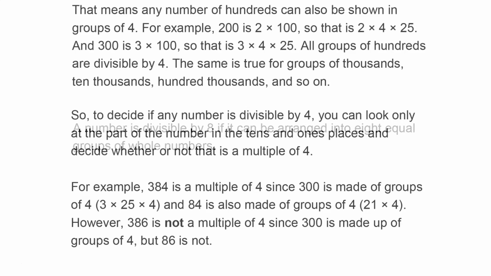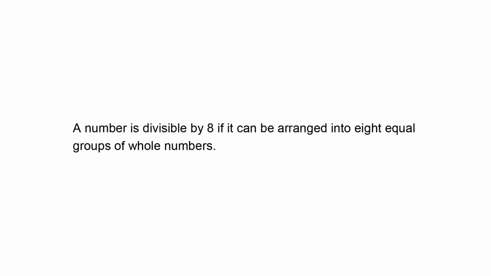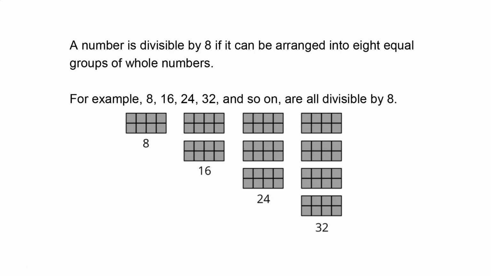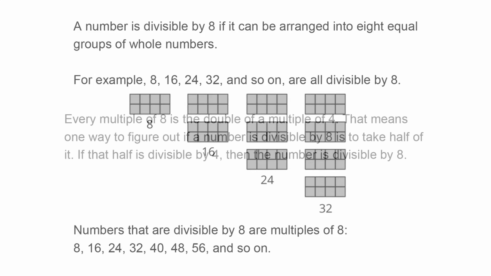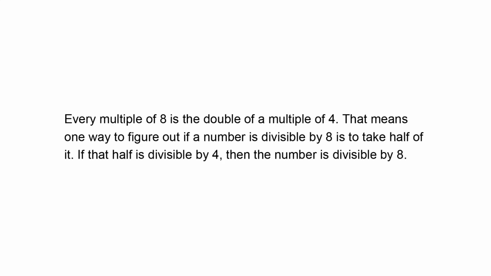A number is divisible by 8 if it can be arranged into 8 equal groups of whole numbers. For example, 8, 16, 24, 32, and so on are all divisible by 8. Numbers that are divisible by 8 are multiples of 8: 8, 16, 24, 32, 40, 48, 56, and so on. Every multiple of 8 is the double of a multiple of 4. That means one way to figure out if a number is divisible by 8 is to take half of it. If that half is divisible by 4, then the number is divisible by 8.